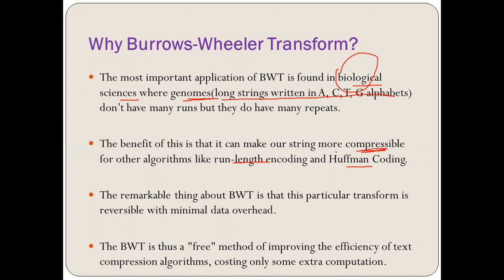So we can say this particular compression is better than the Huffman coding and the RLE. The remarkable thing about BWT is that this particular transform is reversible with minimal data overhead. Already discussed this. The BWT is thus a free method of improving the efficiency of text algorithms, costing only some extra computation. That means it is considered a good algorithm which gives us higher efficiency in text compression with minimal cost and little extra computation. So these are the advantages of BWT.